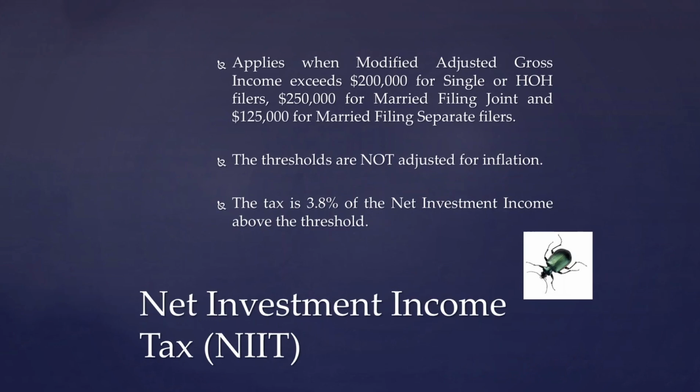This net investment income tax is something that started last year. It is part of the Obamacare taxation, and it applies when a person's modified adjusted gross income exceeds $200,000 for someone who's single or head of household, $250,000 for married filing joint, and $125,000 for taxpayers who are married filing separate.